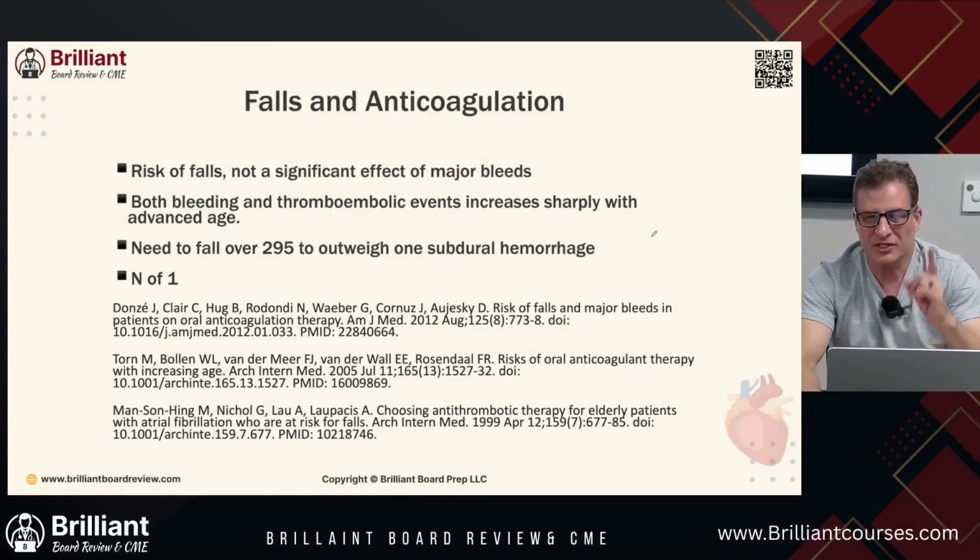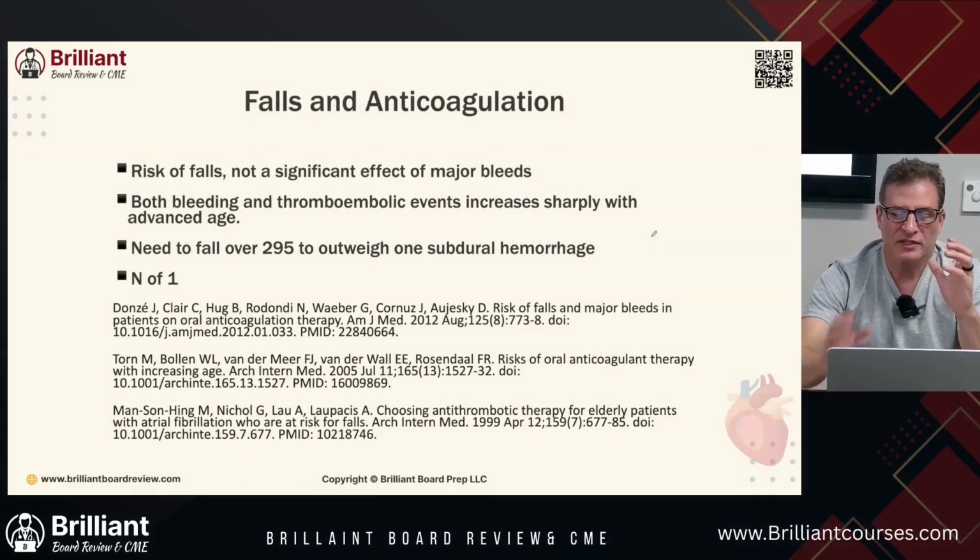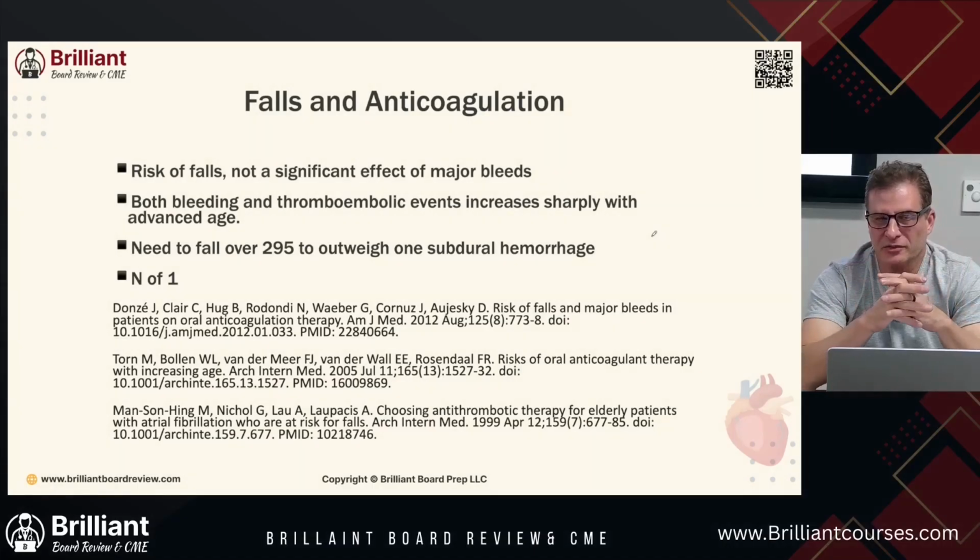So it's a discussion in N of 1. If this patient has falls and is on anticoagulation, do you continue or not? That discussion is an N of 1, with one provider and one patient meeting together to come to a decision.